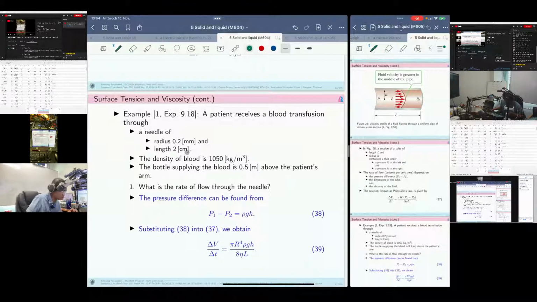It's not much. And the density of the blood is greater than typical water. Here it is 1,050 kilogram per cubic meter, while water is 1,000. It's a little bit heavier than pure water. And the bottle supplying the blood is 0.5 meter above the patient's arm. What is the rate of flow through the needle?